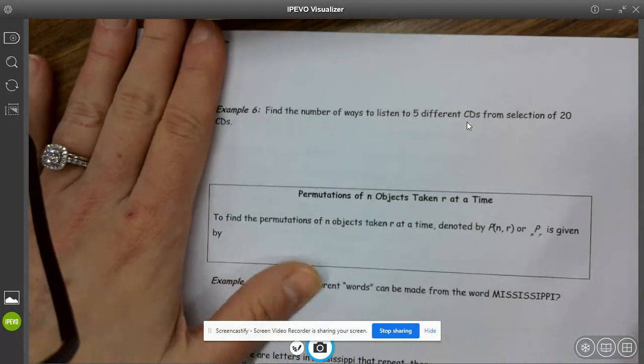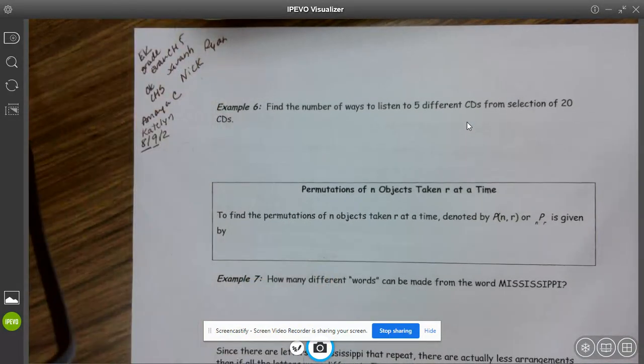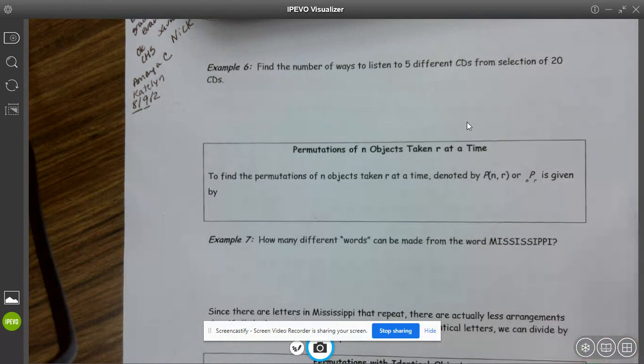Okay. It says, find the number of ways to listen to 5 different CDs. Does it matter how you listen to music? Absolutely. Ask a DJ. You don't want to start a wedding off or end the night with a really slow, sad song. Okay, if you're at a wedding, you want to have a great song to finish the night. So order matters when you're listening to CDs.